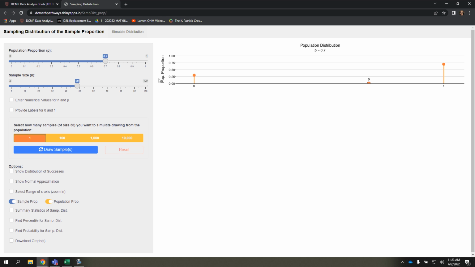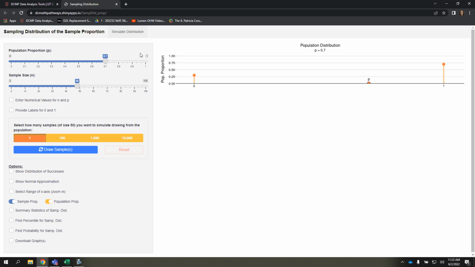In this app, we're using it to generate or simulate, if you will, what could happen if we take a sample. And that applies to all three of these different apps. Although they're different apps, they're all doing the same thing. They're simulating a sample based on the parameters that you're setting.